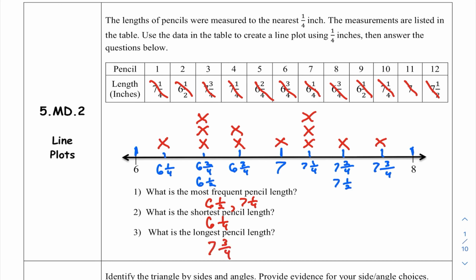Now don't be confused. We had 8 on our graph, on our number line, but we did not have a data point located there. We had 6 on our number line, but we did not have a 6 in our data.